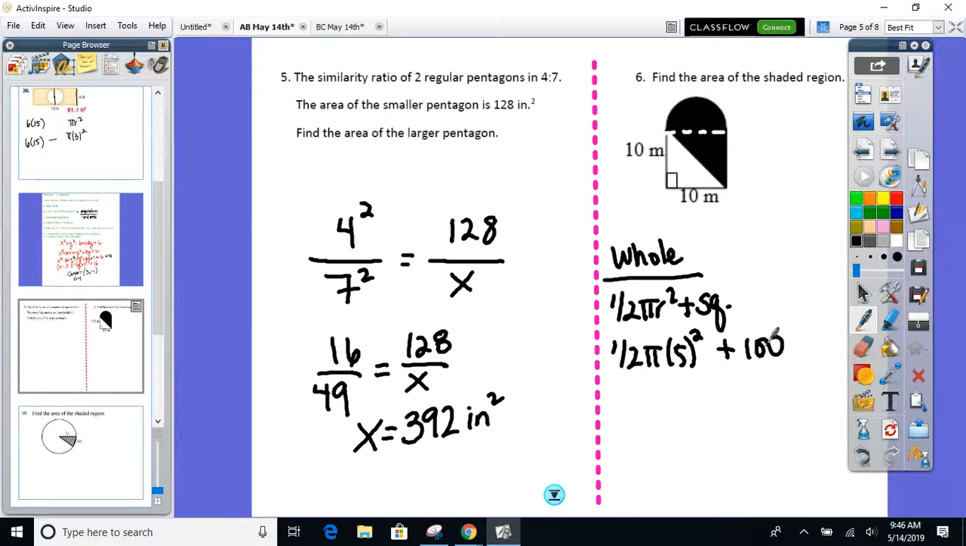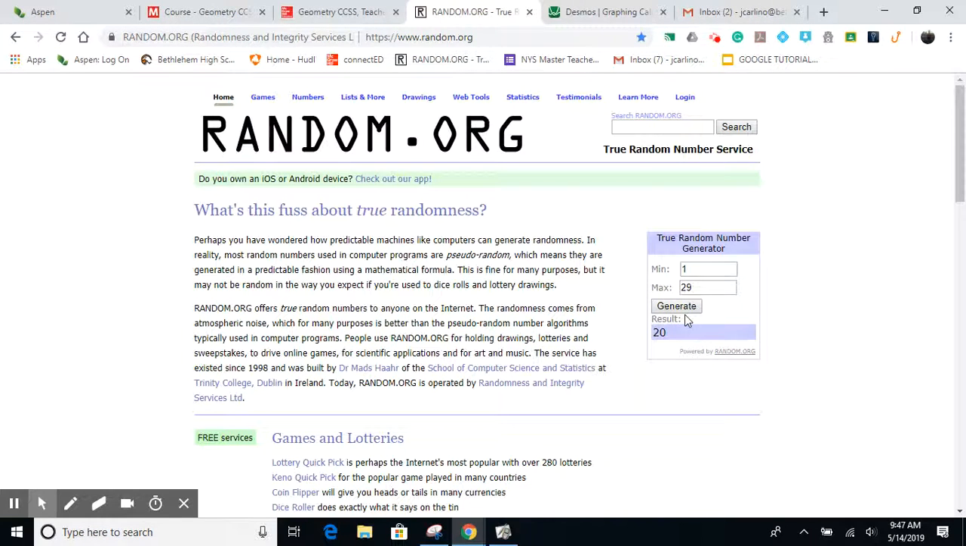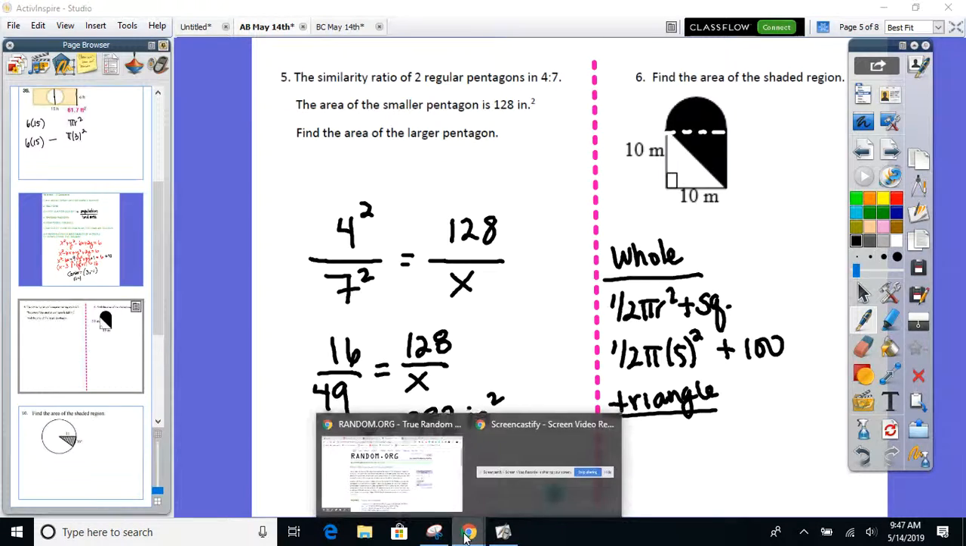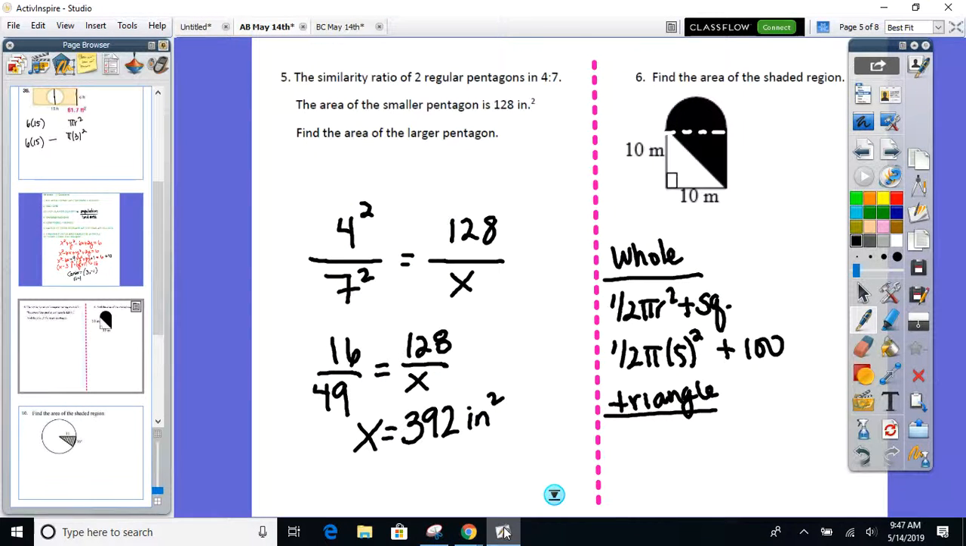And then what about the area of the triangle now? How do you find the area of the triangle? How about you, Matt, how'd you find the area of the triangle? 1/2 base times height, and the height is 10. So the area of that triangle, 50.